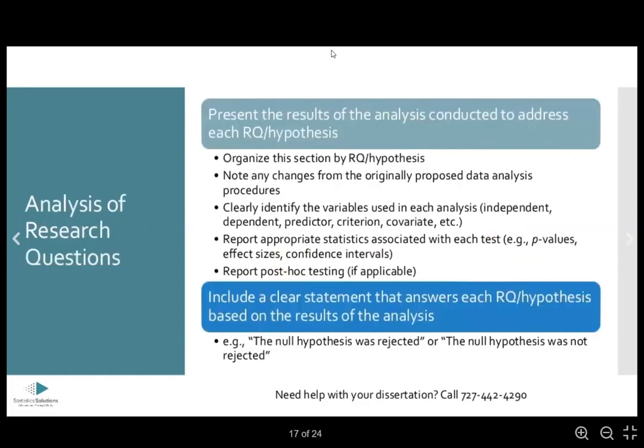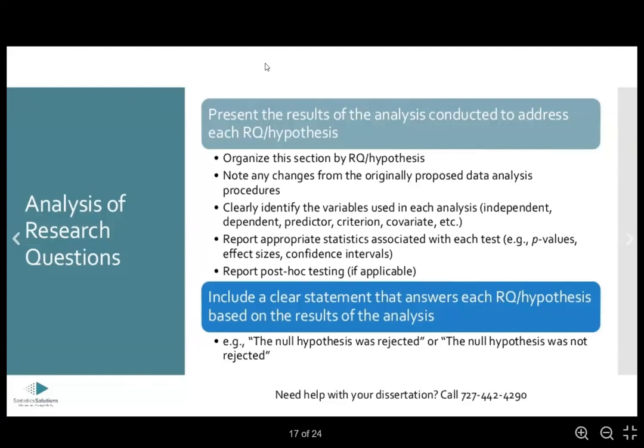So once you do all of that, you can finally get into the analysis for your actual research questions. So for this, you will want to do each of these bullets here for each of the research questions or hypotheses. For each one, you should be explaining any changes from the originally proposed data analysis plan. That may be rooted in your assumptions testing. If your assumptions were not met and you can't go forward with a particular test, here's where you may be saying, my assumptions weren't met, so I went on to do this test instead. So you'll report those deviations, and then you're going to clearly identify the variables that you were using in your analysis: independent variables, dependent variables, predictors, and also covariates. You want to clearly identify which ones you're using.